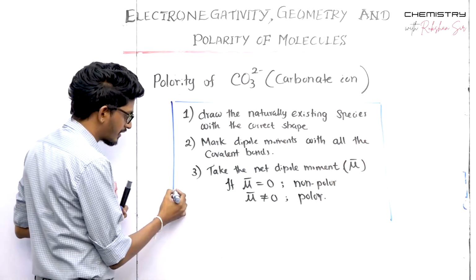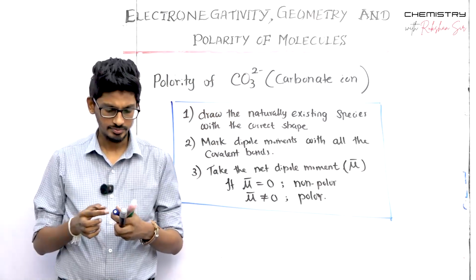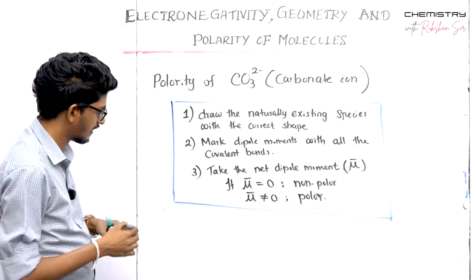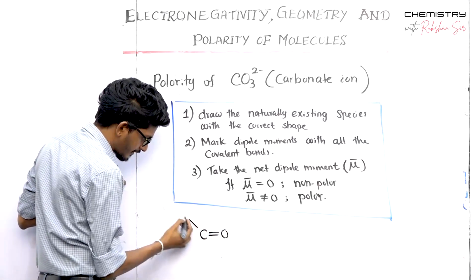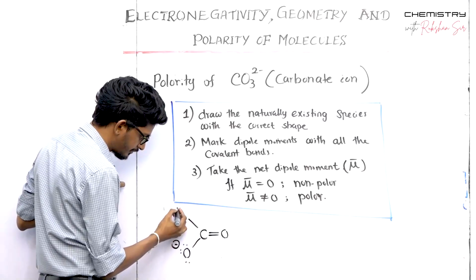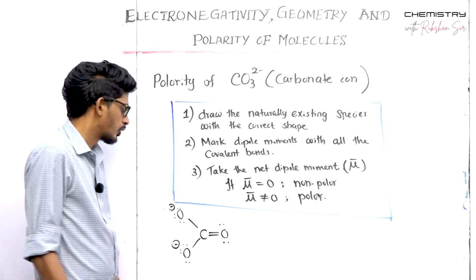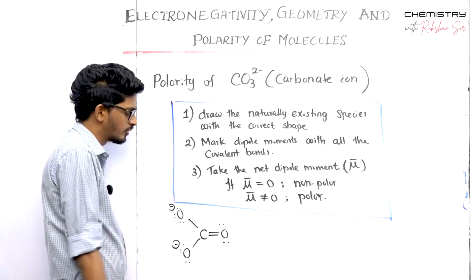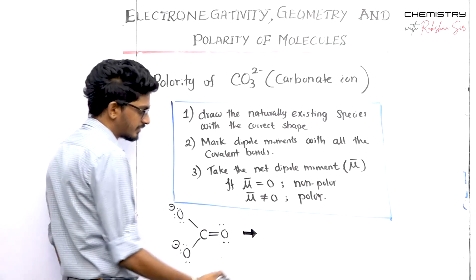Let's apply these steps to our molecule, CO3 2 minus. First, draw the naturally existing species with the correct shape. One can draw the carbonate molecule like this, the Lewis structure. But the naturally existing form is not this. The double bond could be here, here, as well as here. So the naturally existing form is actually a resonance hybrid.